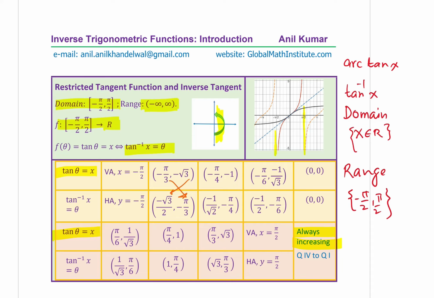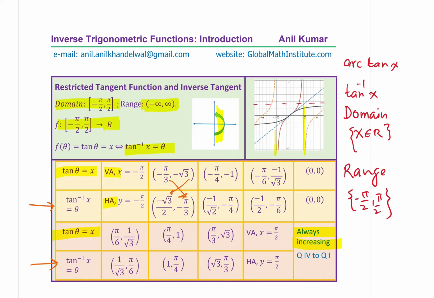Swap them to get the values for the inverse function, and sketching this function will be good practice to begin with. Now you can clearly see that the tangent function has vertical asymptotes. When you find the inverse of the function, these vertical asymptotes get converted to horizontal asymptotes as shown here. So we have these horizontal asymptotes.